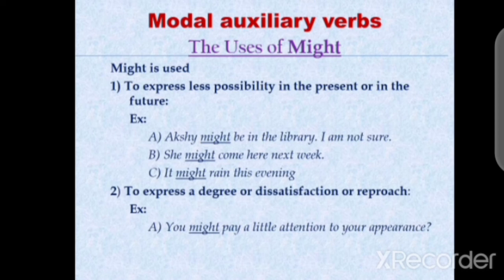Next rule, might is used to express a degree of dissatisfaction or reproach. For example, you might pay a little attention to your appearance. So this sentence expresses one's disapproval of or disappointment in their action.